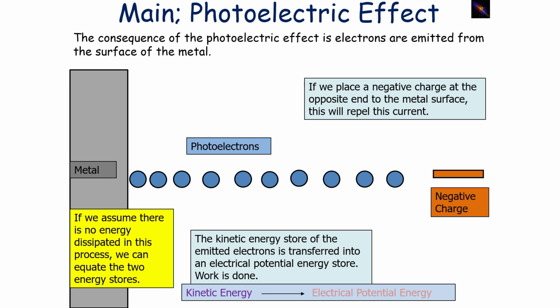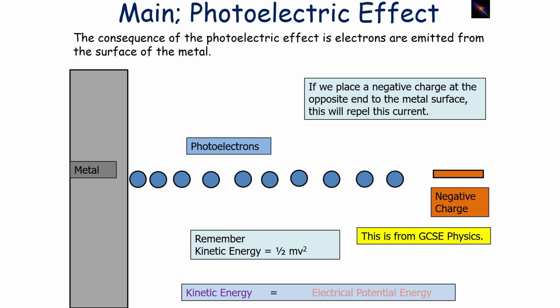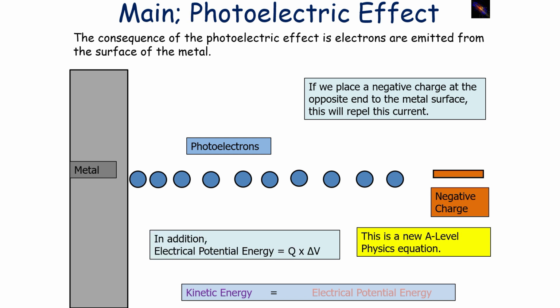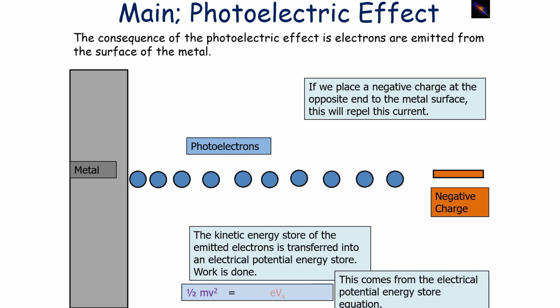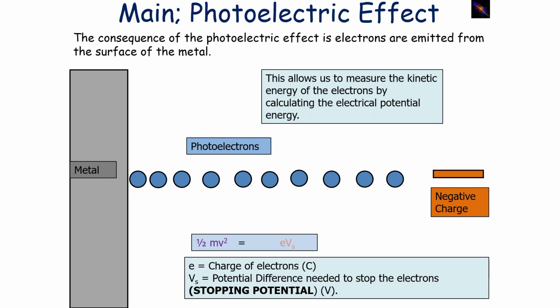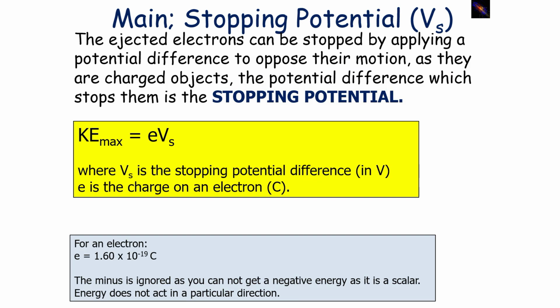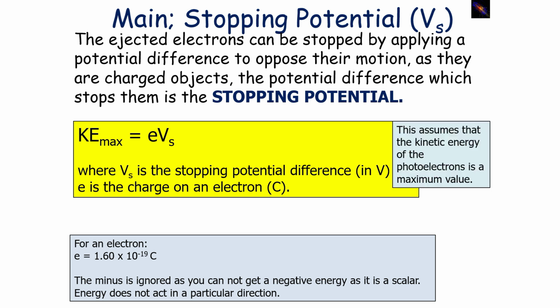Work is being done. Now if we again assume that no energy is dissipated in the process, we can equate the two energy stores. Kinetic energy is ½mv², electrical potential energy is QV, or eV when we're considering electrons. So we can equate the two and say ½mv² = eV. We can rearrange this and say that V in this instance, in volts, is the potential difference needed to stop the electrons from moving, the stopping potential. So the kinetic energy is equal to eV, where e is the charge, 1.6 × 10⁻¹⁹ coulombs. Now this assumes the kinetic energy of the photoelectrons is a maximum value, so this is the stopping potential that will stop all electrons.